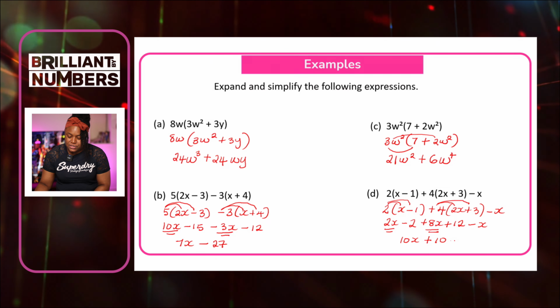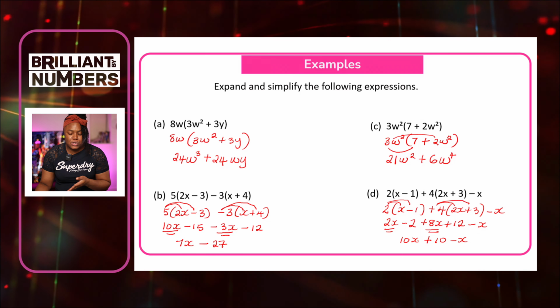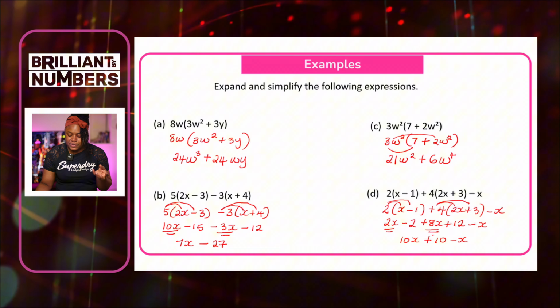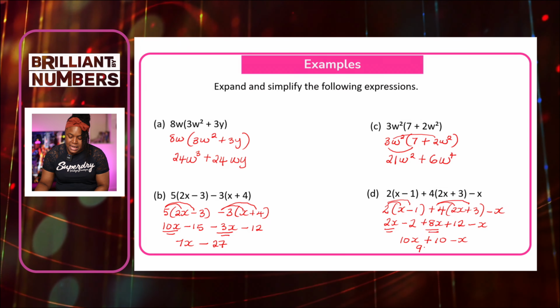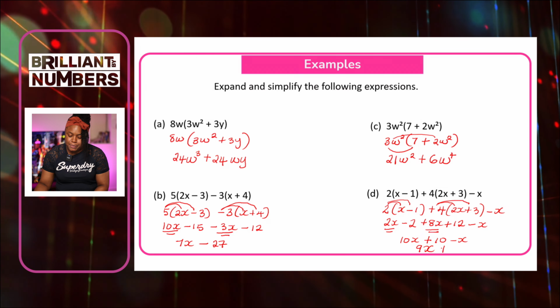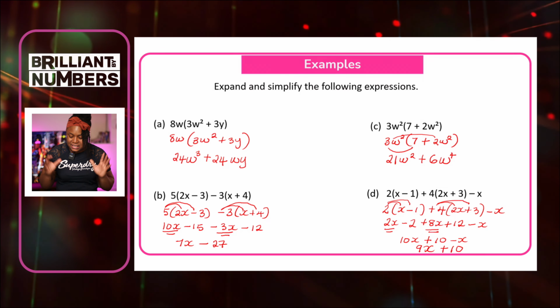And then I'm going to just deal with the x at the end here. So again, I could have just done it all at once, but sometimes it's better to just collect first and then further simplify. So 10x minus x is 9x. And then I've got a plus 10. So the final answer then is 9x add 10.